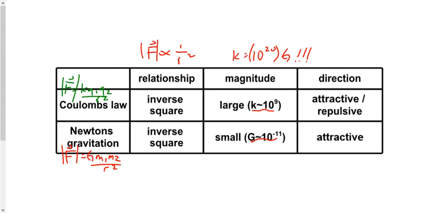And finally, the direction. Well, the Coulomb's law force, the electric force, could be attractive or repulsive. We get repelled by the earth, by the ground, when we get really, really close to it. The balloon gets attracted to the wall. Gravity is always attractive. I've never seen gravity repelling anything. I've seen it attracting lots.